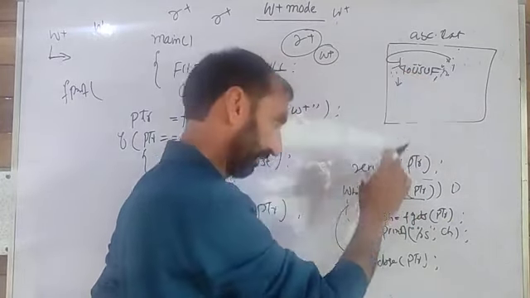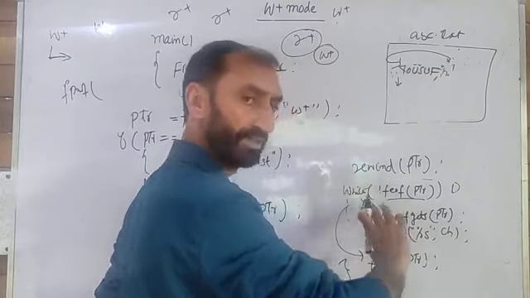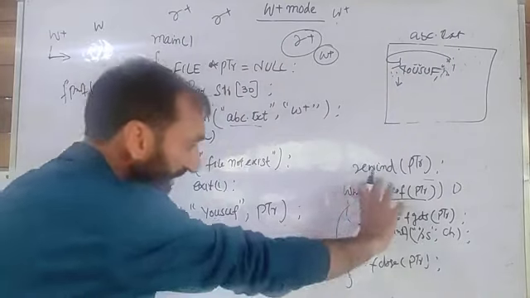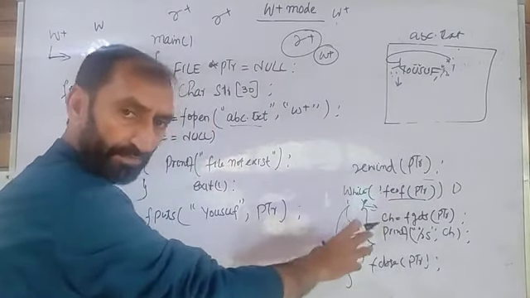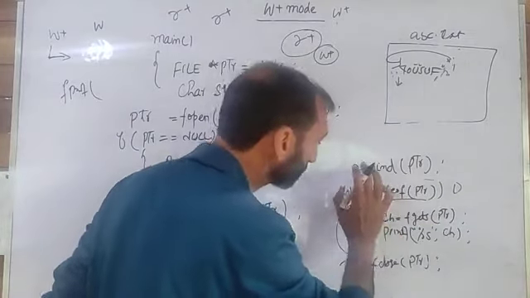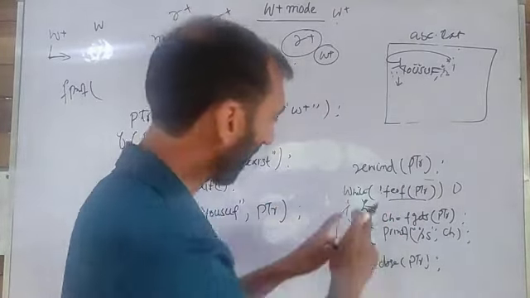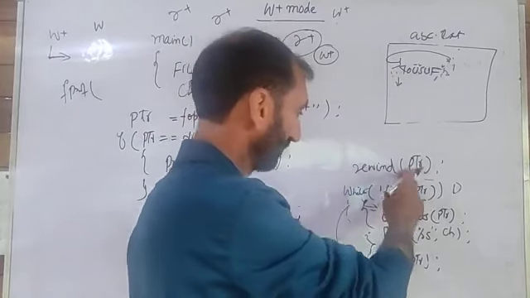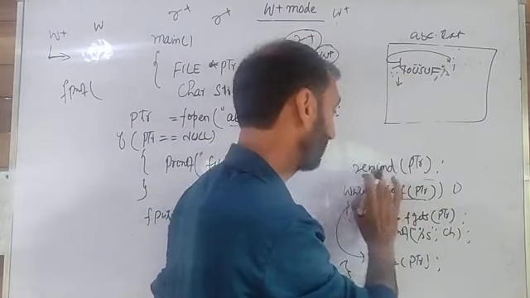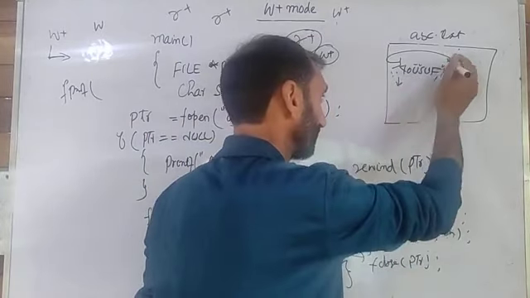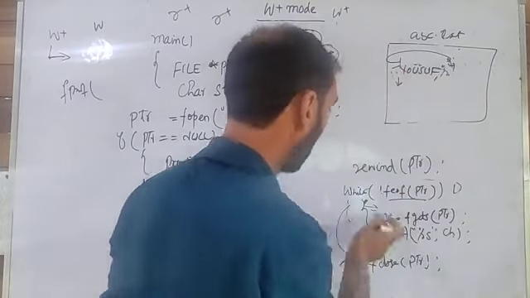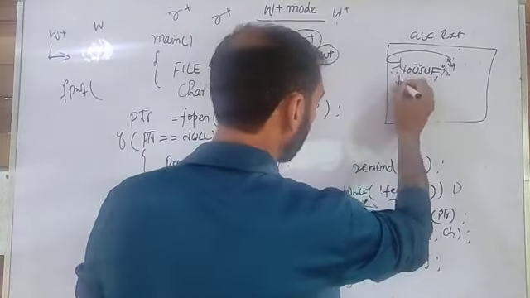The rewind function, in order to read the contents in W+ mode, before writing the logic for reading the contents of the file, we have to use this rewind function. It will take one argument, that is a pointer PTR, the address of that file, and it will bring the cursor to the beginning. Now the cursor is here.